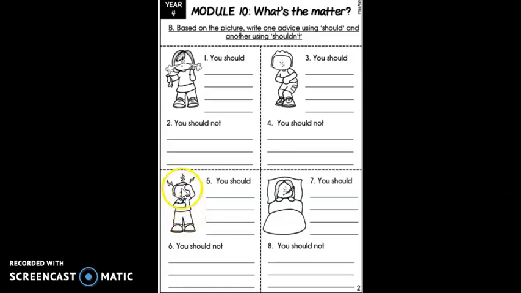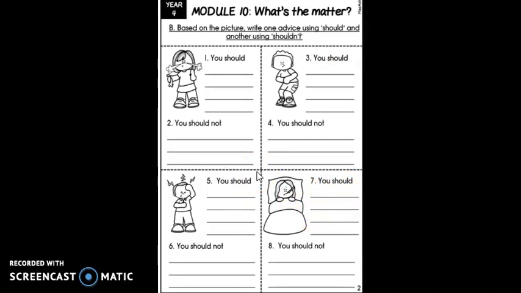Okay, and then the same thing, number 5, what has this boy got? He's got headache. So, you should give advice. You should what? And you should not what? Okay, number 7, this girl, she's got a fever. So, you should give advice to this girl.